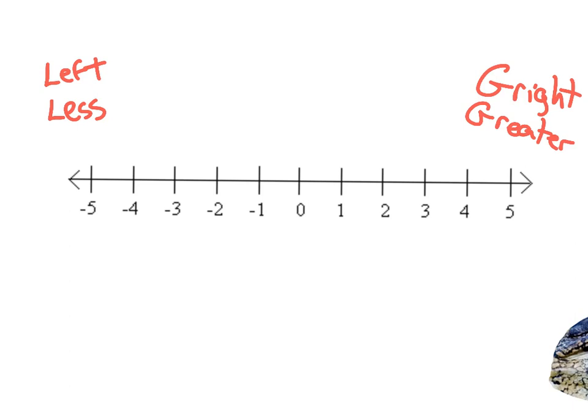So if I compare any two numbers, like negative 3 and negative 2, which one's bigger? Negative 2. Why? Because it's on the right side. Which one's smaller? Negative 3, because it's on the left side. So anything on the left is less. Anything on the right is greater. So that's just a little warm up. Let's actually move on to some notes here.